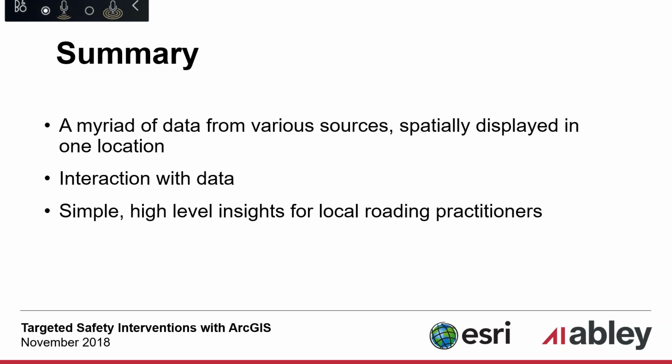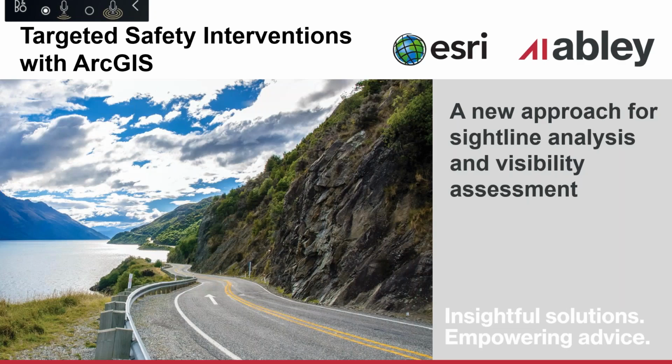So that's the Northland Transportation Alliance tool, the safety programming on the fly. It brings together the myriad of data sources from both Northland and at the national level, and we've got all of that spatially displayed in one location. We've introduced interactive components with the data through the crash filter and crash board widgets, and we've created simple, high-level insights for local roading practitioners regarding the countermeasures that are most likely to be successful for parts of the network they're interested in. So that concludes that part of the presentation.